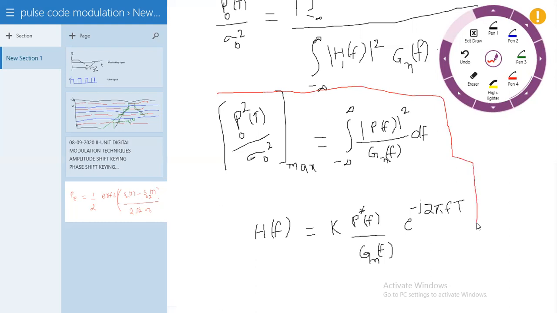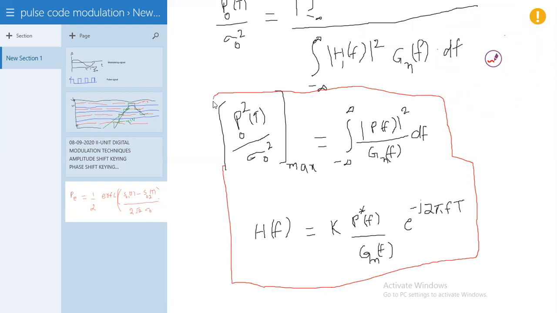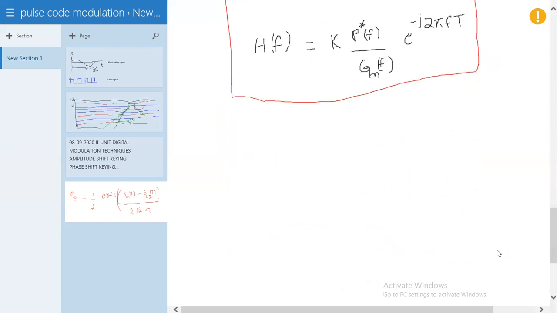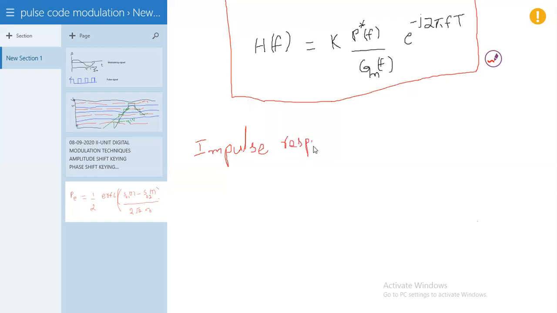So in this matched filter, the signal power to noise power attains its maximum value when the transfer function is H(f) equal to k into P star of f divided by Gn(f) into e to the power of minus j 2 pi f t. Now, after calculating this, we can calculate the impulse response of the matched filter.